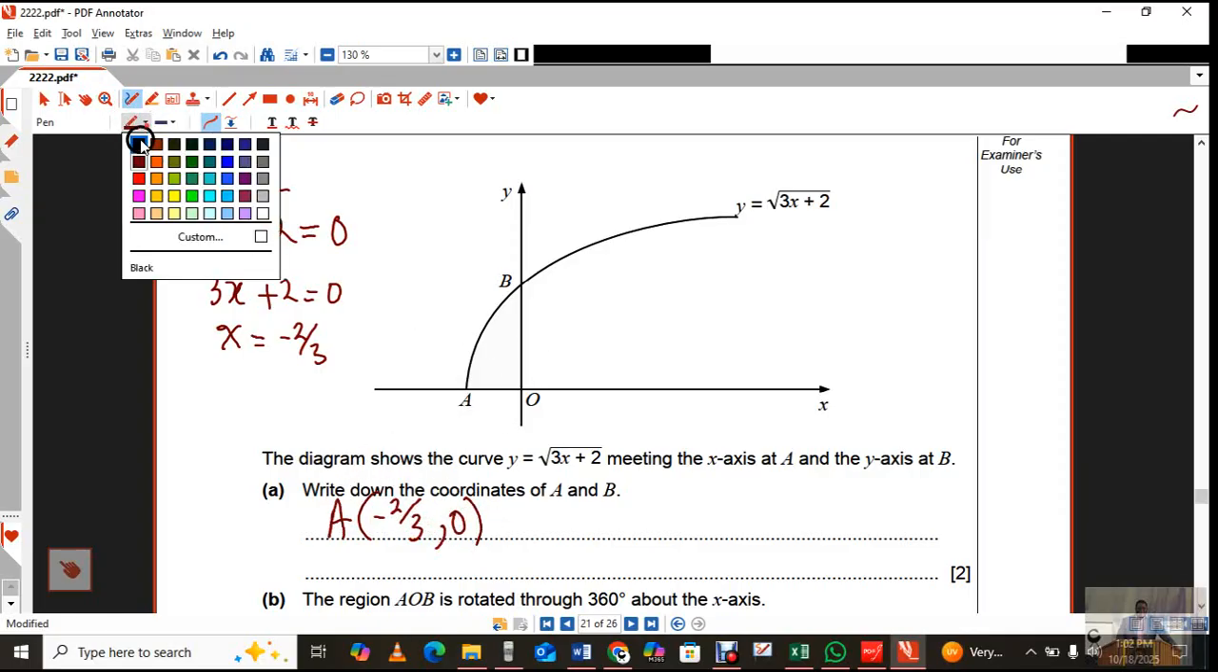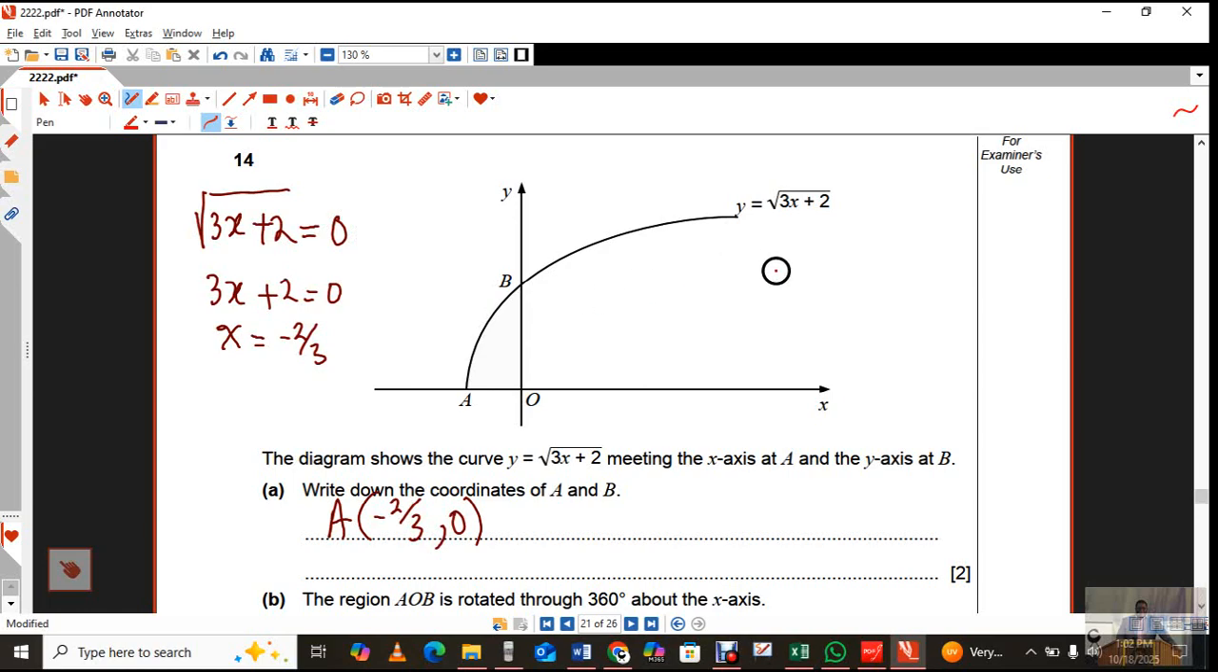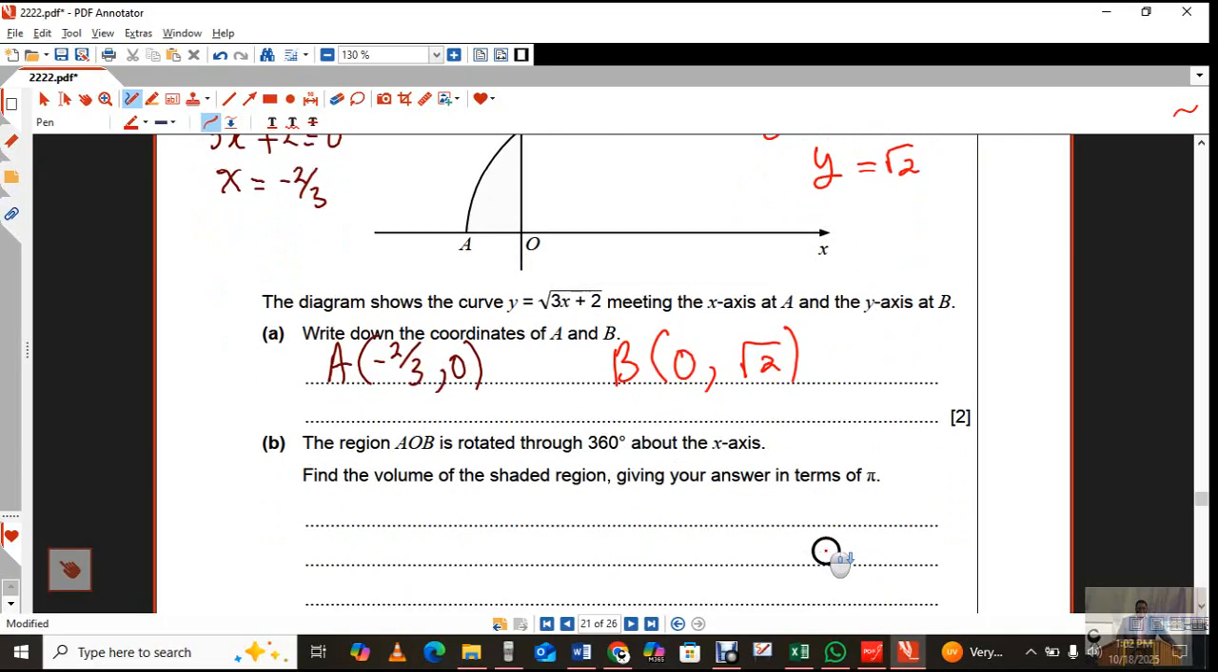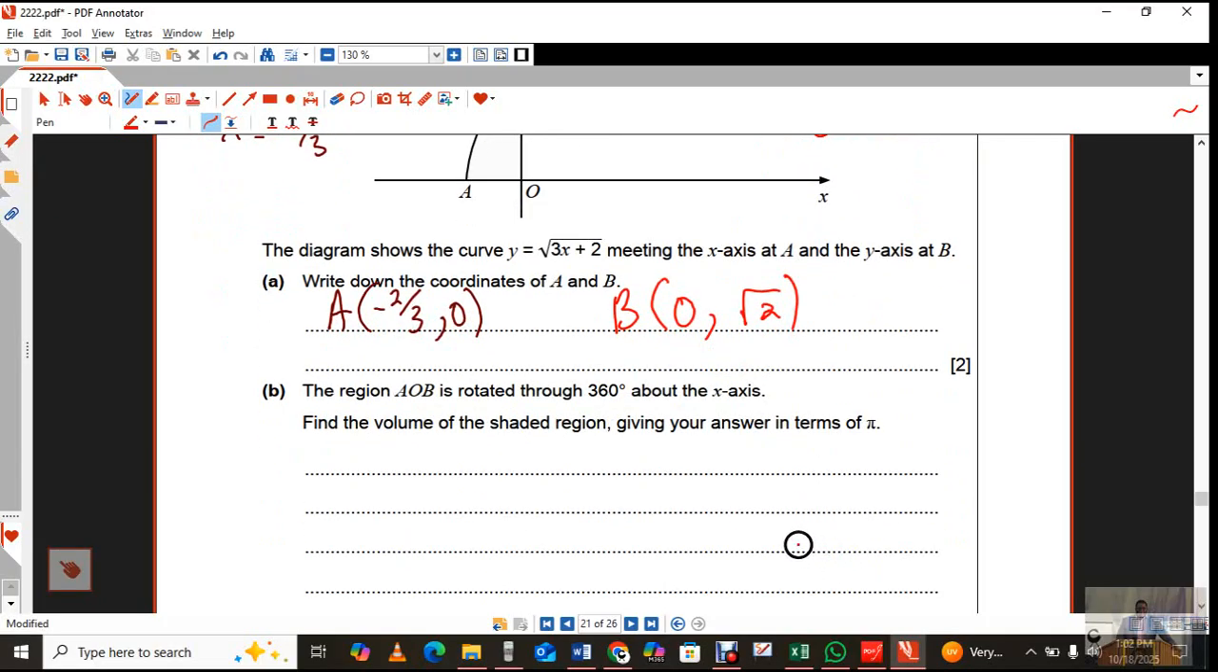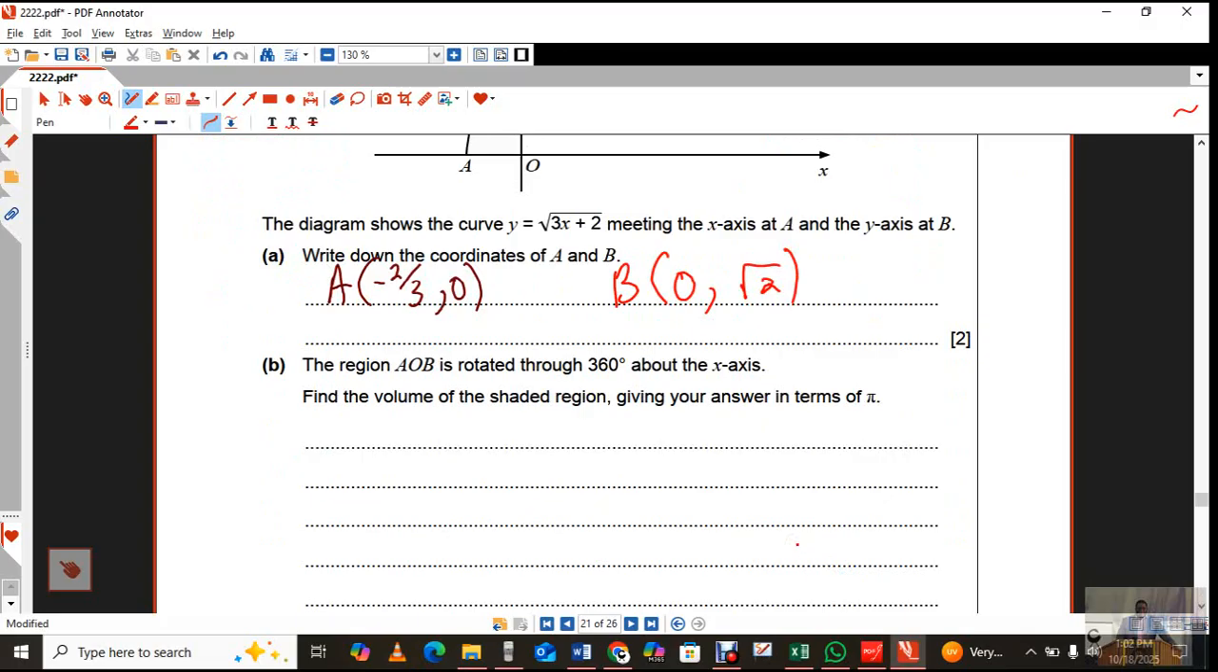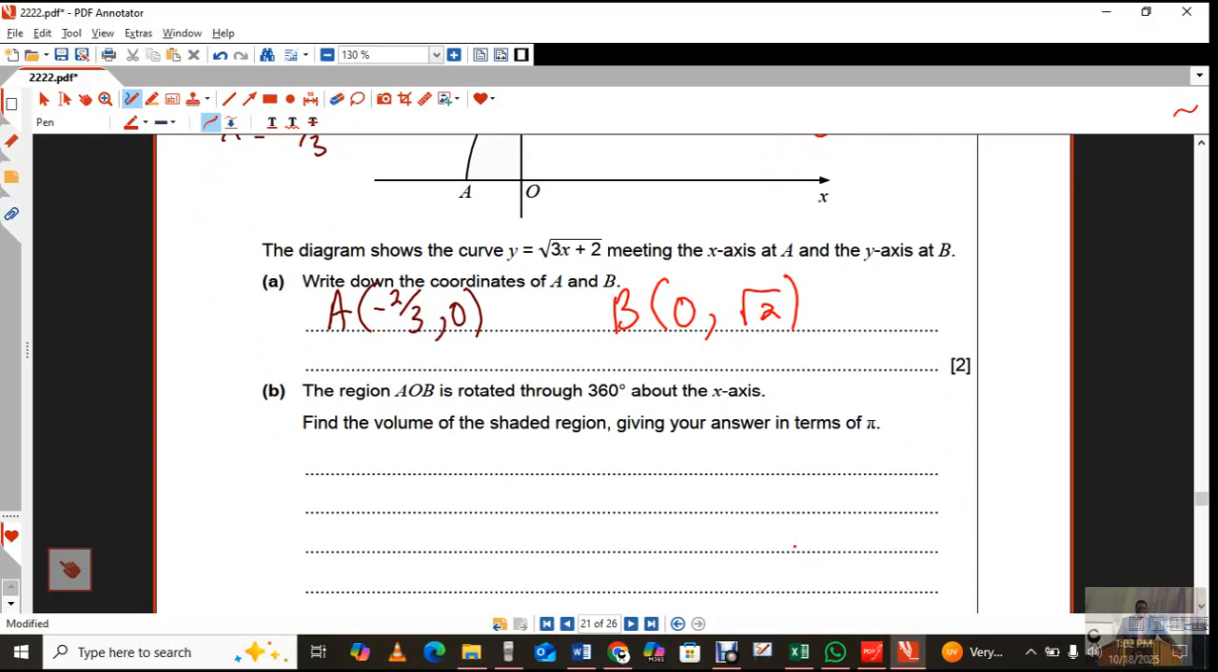If I want to find where this graph cuts the y-axis, I must make x 0. So y will be the square root of 3 times 0 plus 2. That is going to be y equals square root of 2. So the coordinate of B, then, x is 0 and y is square root of 2. Okay. Then they say find the volume. The region AOB is rotated through 360 degrees about the x-axis. Okay, that's why we had to do that, finding those values, especially the A. Find the volume of the region.